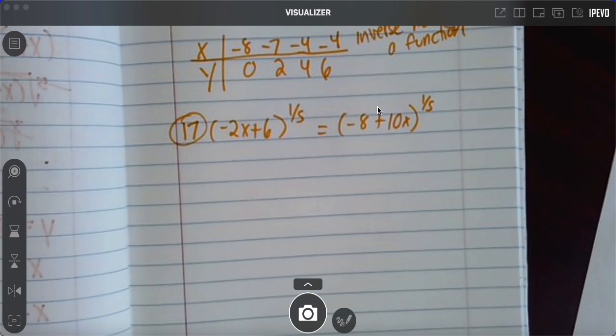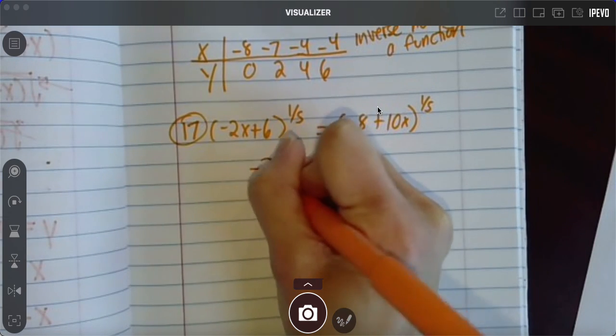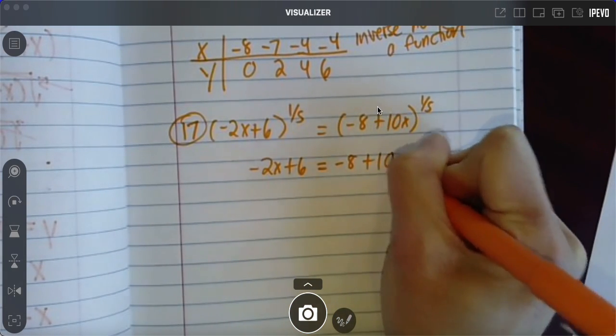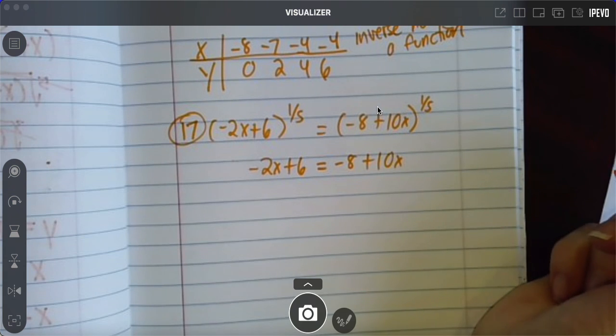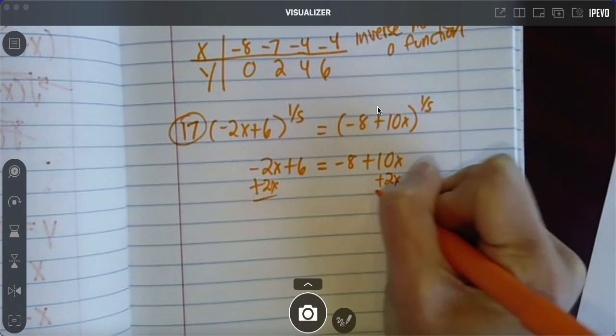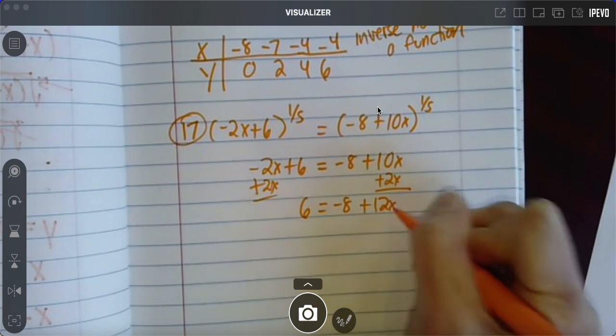So, what happens since they both are raised to the 1/5 power? It really just cancels them out. So, you would get -2x plus 6 equals -8 plus 10x. I would add the 2x to both sides. So 6 equals -8 plus 12x. Then what?